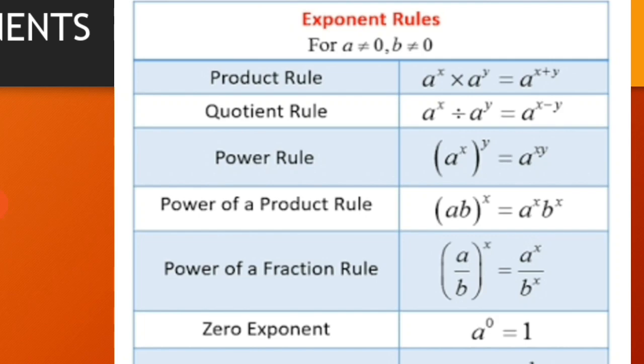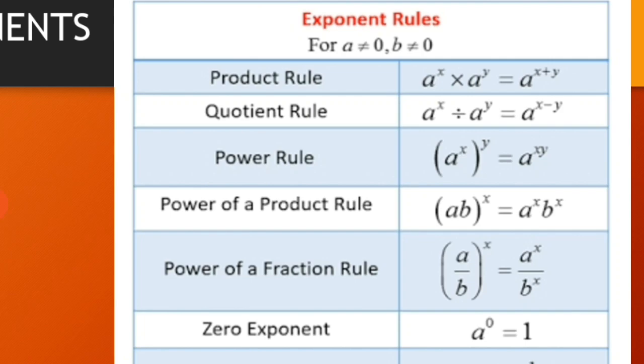Next we have power rule or power law. It is a raised to power x whole raised to power y. See the difference between product and power. Please see the difference. There it was a^x into a^y. Here it is a^x whole raised to power y. Here the powers are multiplied. A raised to power xy. It does not become addition. It is a raised to power xy.